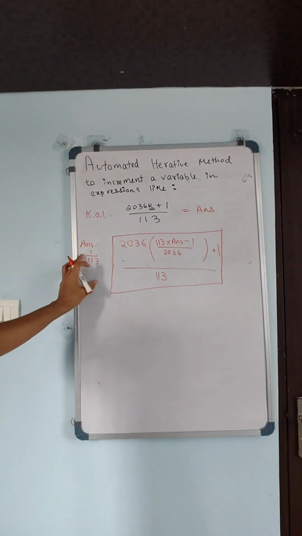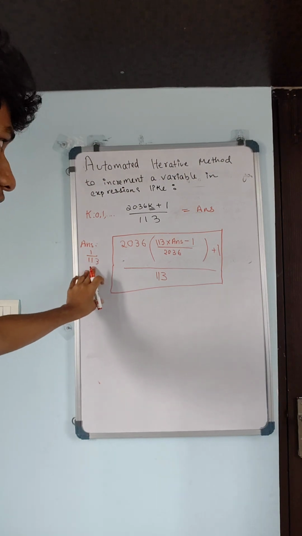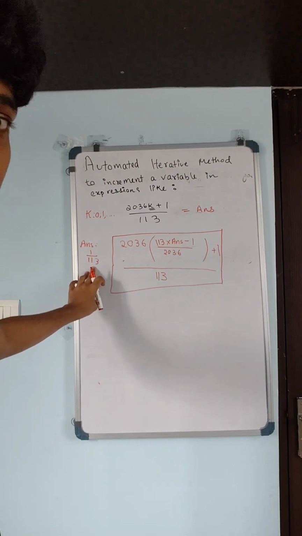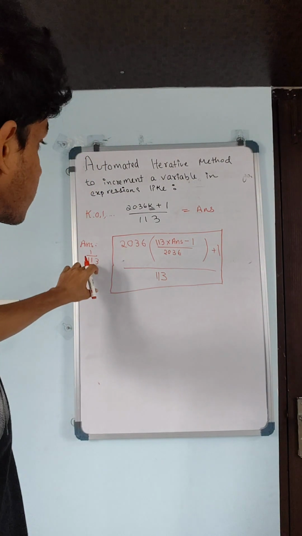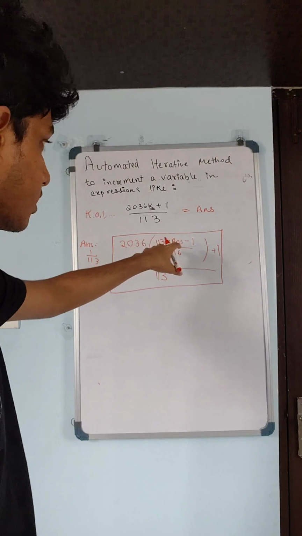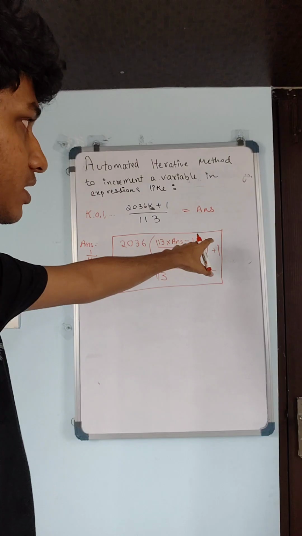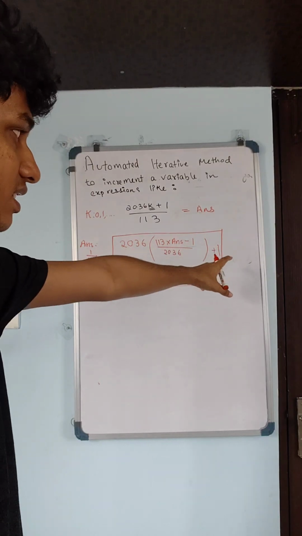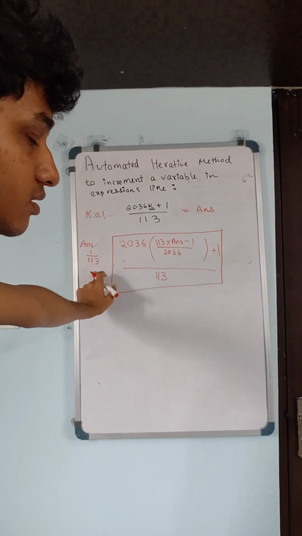So notice that the answer value is 1 by 113. So if I run this operation again, it's going to substitute 1 by 113 over here. And since 113 into 1 by 113 gives 1, 1 minus 1 is 0. So this entire thing is 0, and I get back the same answer.